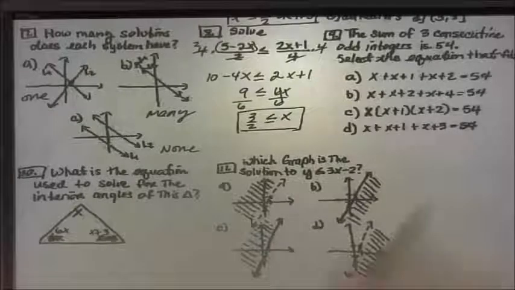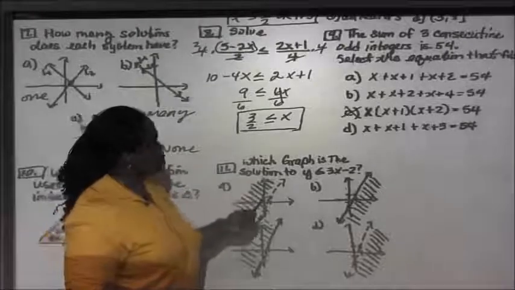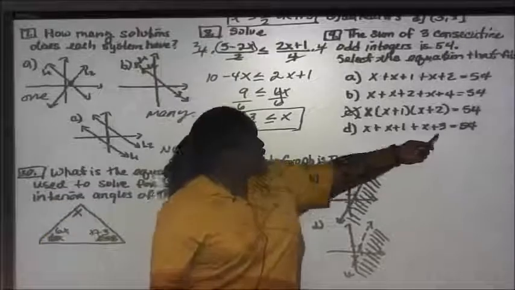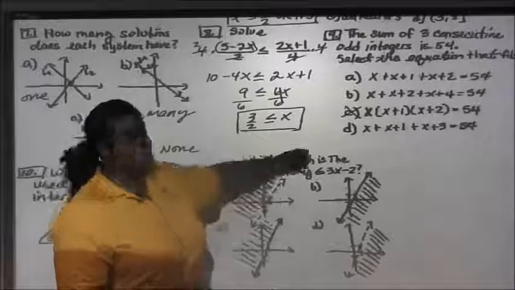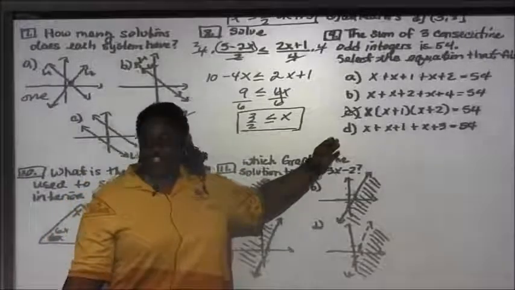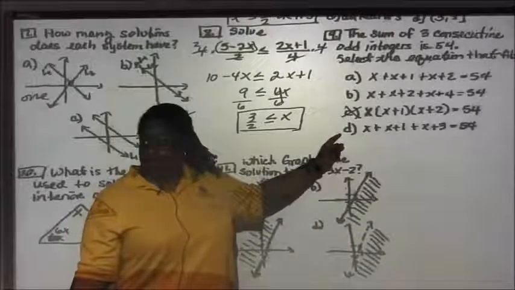Tell me what's wrong with D. Well, they said consecutive odd integers, right? And this is a 1, there's a 3. Aren't those odd numbers? Just because they said they want consecutive odd numbers doesn't mean that if they put odd numbers in our answer in the formula, that's going to give it to us. Do we agree? This is called a misleader.